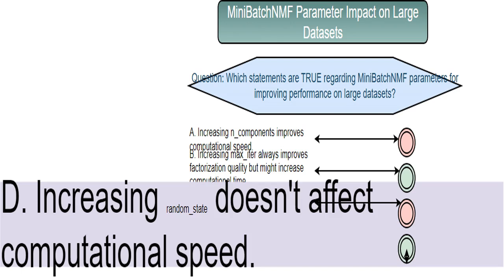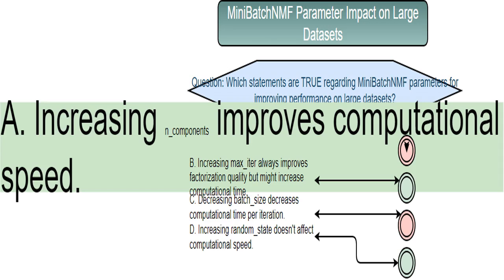The RANDOMSTATE parameter sets a seed for the random number generator. Changing it doesn't change how fast the algorithm runs, but it can lead to slightly different results each time because the algorithm starts at a different random point. I disagree. Increasing NCOMPONENTS, number of features to extract, makes the problem more complex, leading to slower processing. Think of it like this. You're trying to find more pieces of a puzzle. It's going to take more work.